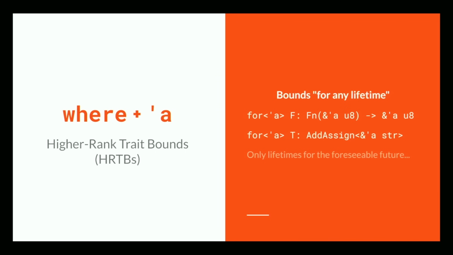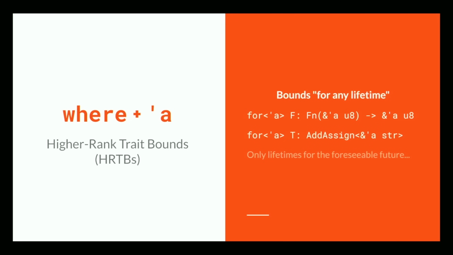You couldn't write generic over 'a here, because if you wrote generic over 'a in your function definition, then that would mean a specific lifetime. The caller passes in a lifetime, and you check the bound for that lifetime. What this is saying here with the for is, for any lifetime 'a, f implements the following signature. Similarly, for the next line, it's saying for any lifetime 'a, T can be added to by a string reference with that lifetime. So it's not any particular lifetime, it's any lifetime.